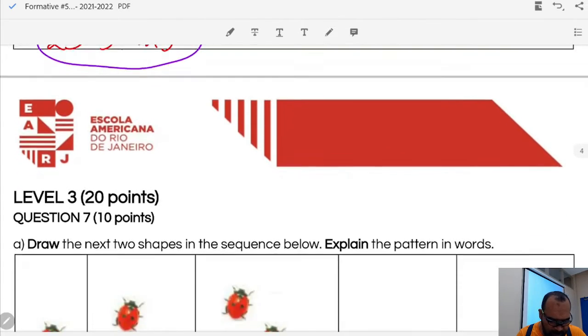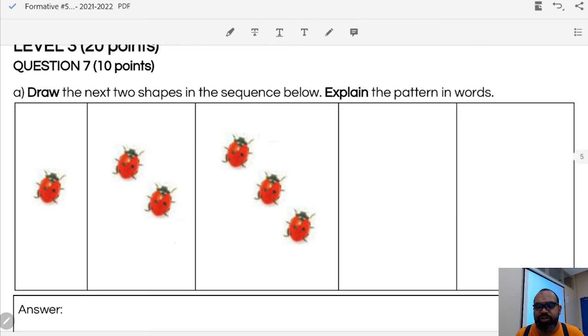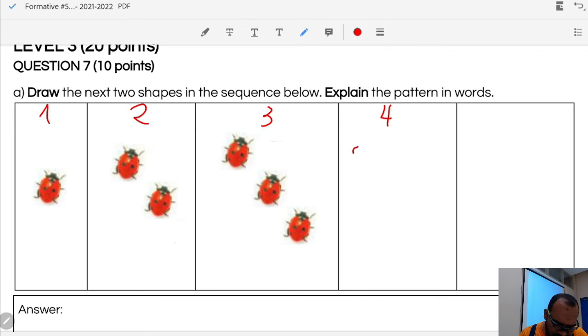Great. Question 7, level 3. Draw the next two shapes in the sequence below. Guys, ladybugs. Position 1, 1 ladybug. Position 2, 2 ladybugs. Position 3, 3 ladybugs. Position 4, 4 ladybugs. Position 5, 5 ladybugs. Great. Done.